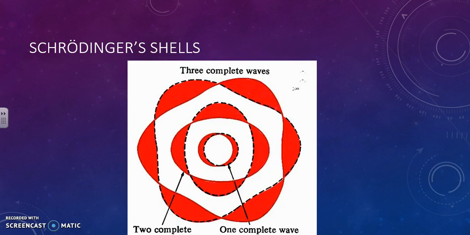So just to help you visualize that, this is what it looks like. If you can think about one wave being connected 3D around an atom, it's going to look more circular. 2 waves, you're going to get some weird bumps. 3 waves, and it gets even weirder. So this is just the 2D image. The 3D image looks even stranger.